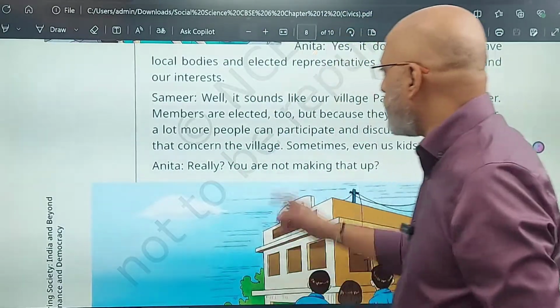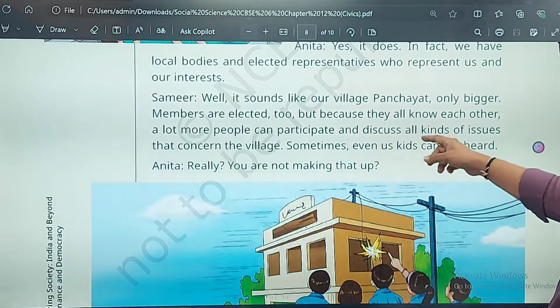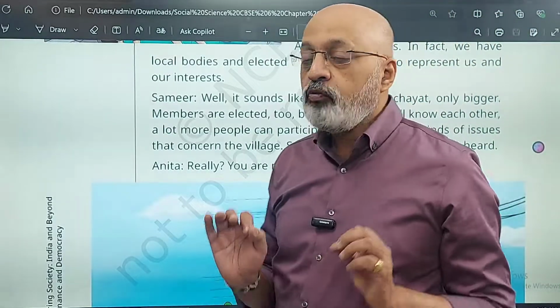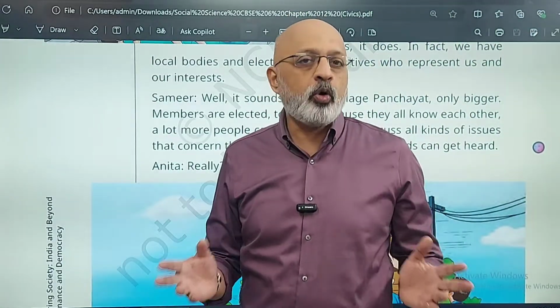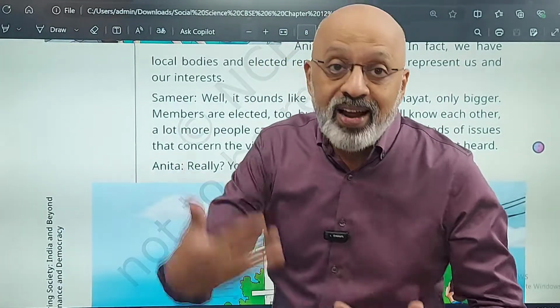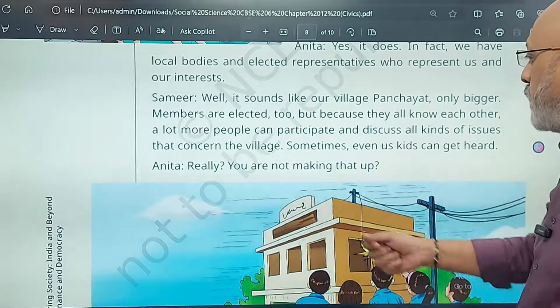That's another difference. Members are elected too, but because they all know each other, a lot more people can participate and discuss all kinds of issues that concern the village. Now, in cities, you see the voting percentage is always less because people don't care. Whereas in a village, because you know everybody, there is greater enthusiasm to take part in the election and vote.